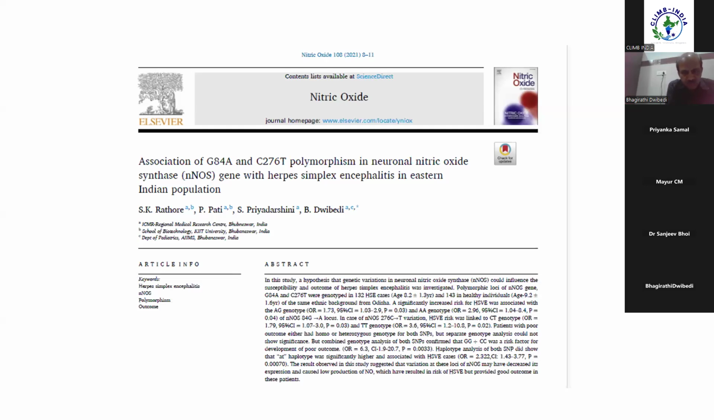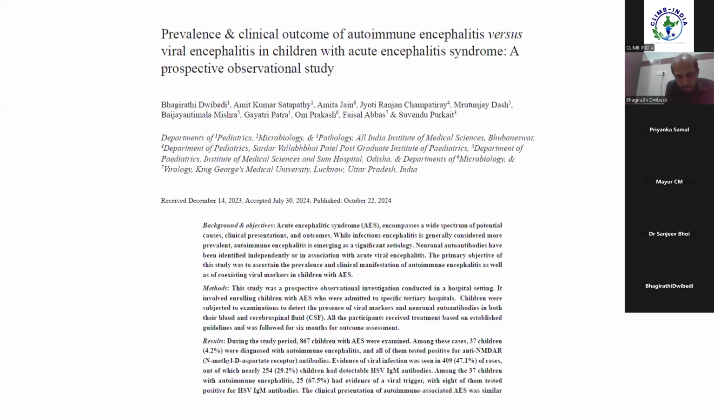So besides this additional risk of infection from outside, there is definitely a host mechanism determining whether the patient will go towards HSV encephalitis or not, even if HSV latency is there for a long period. Next slide.